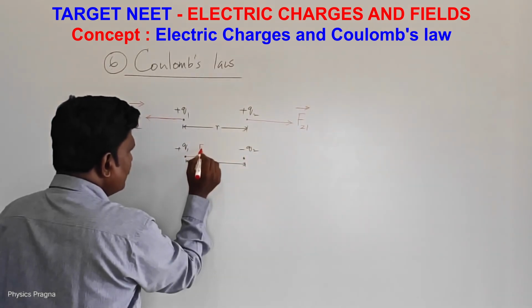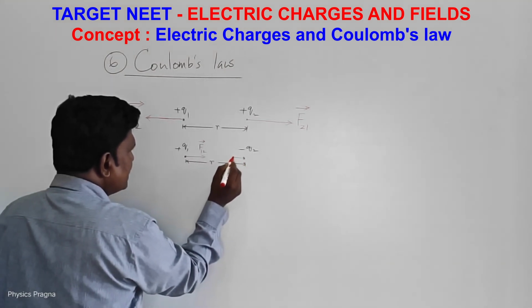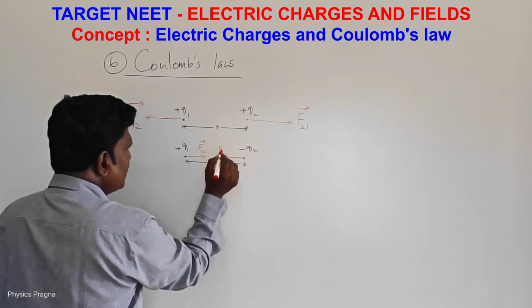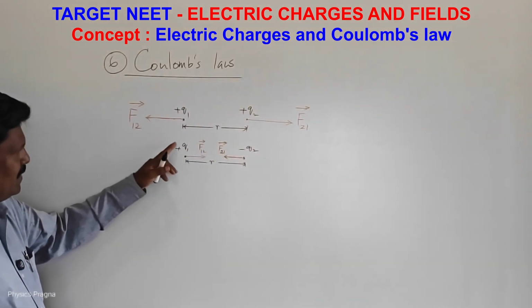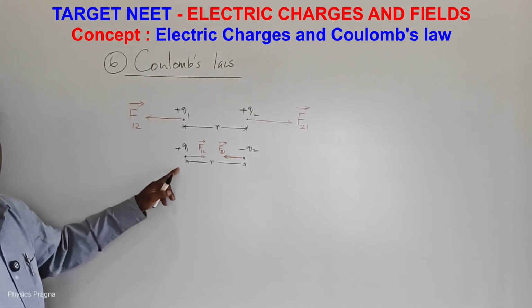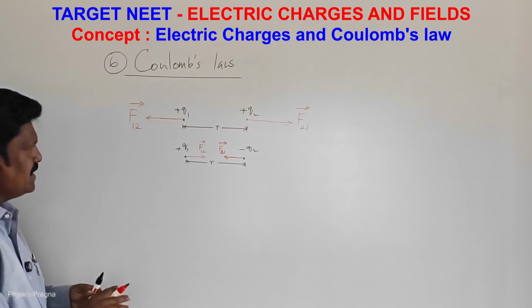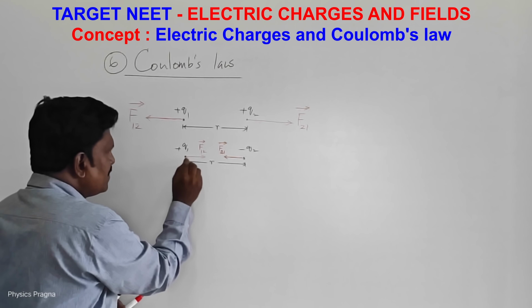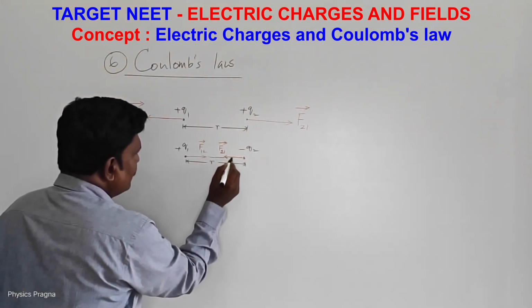This is the force on the first charge because of the second charge, and this minus charge is attracted by the first charge. That is the force on the second charge because of the first one. Whether they are like charges or unlike charges, whether they repel or attract, this force direction is always along the line joining the two centers of the charges. See here also, this is the line joining the two centers of the charges.